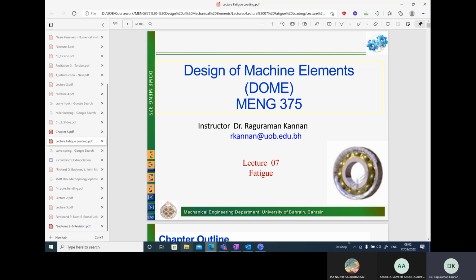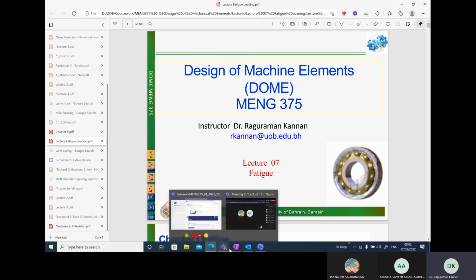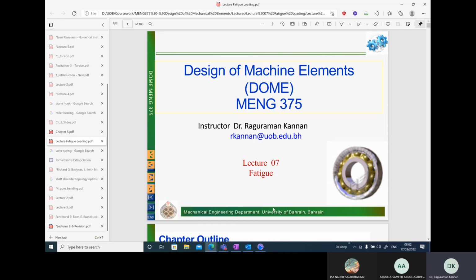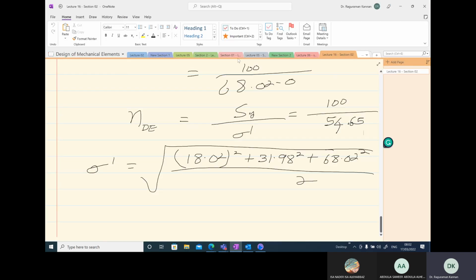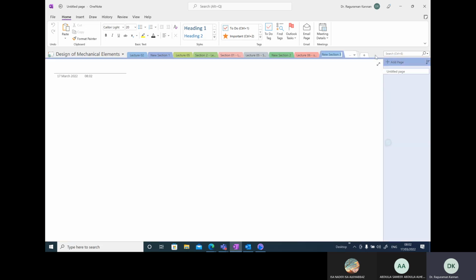So what is fatigue failure theory? This is about dynamic stresses and failure due to dynamic stresses in the components. So let's start with a new slide here.